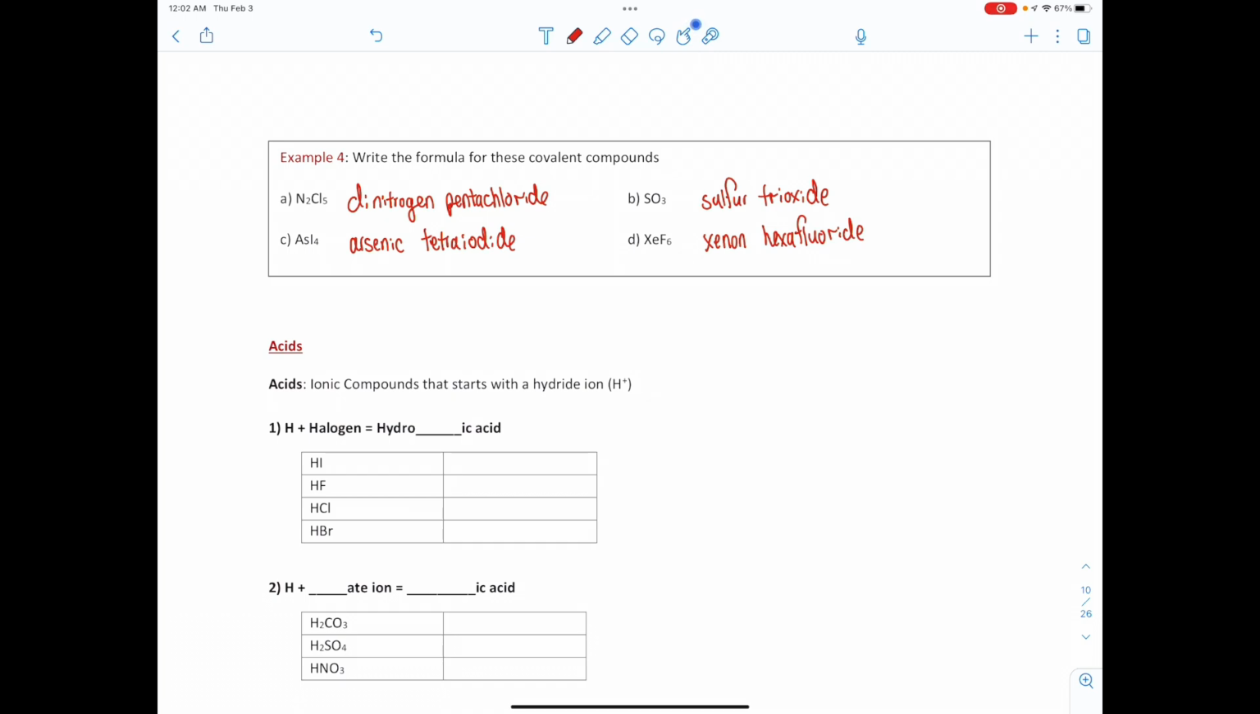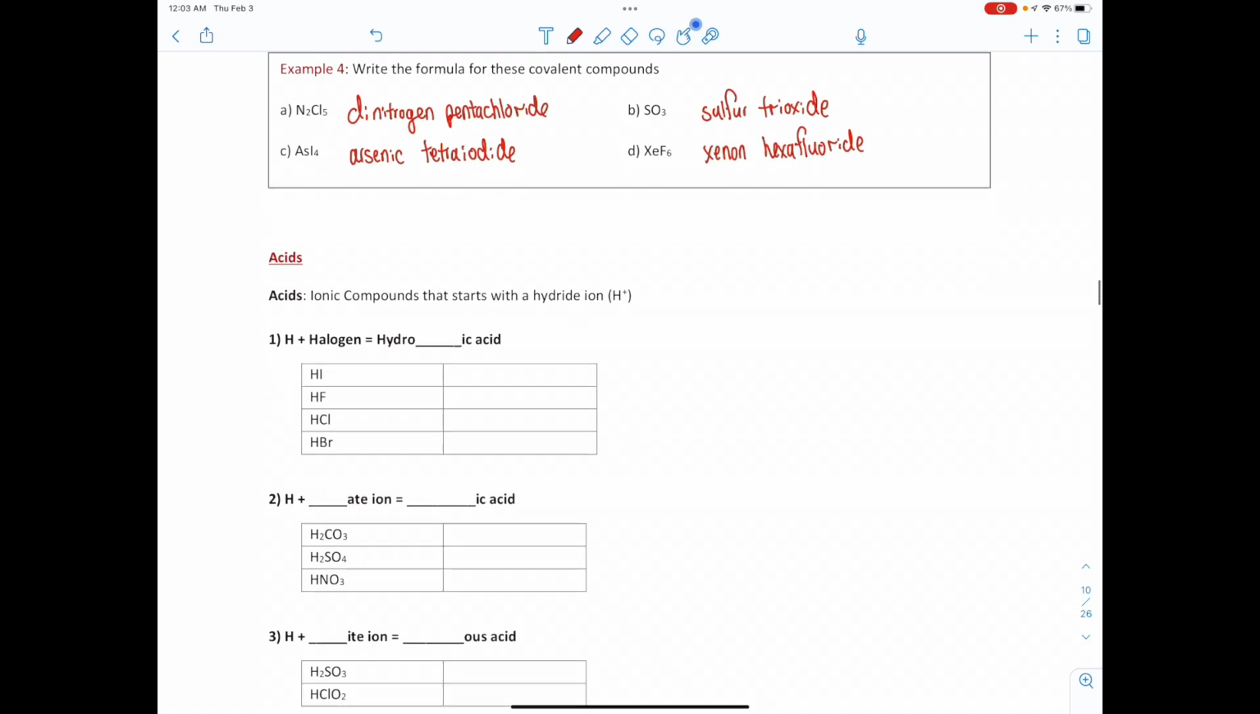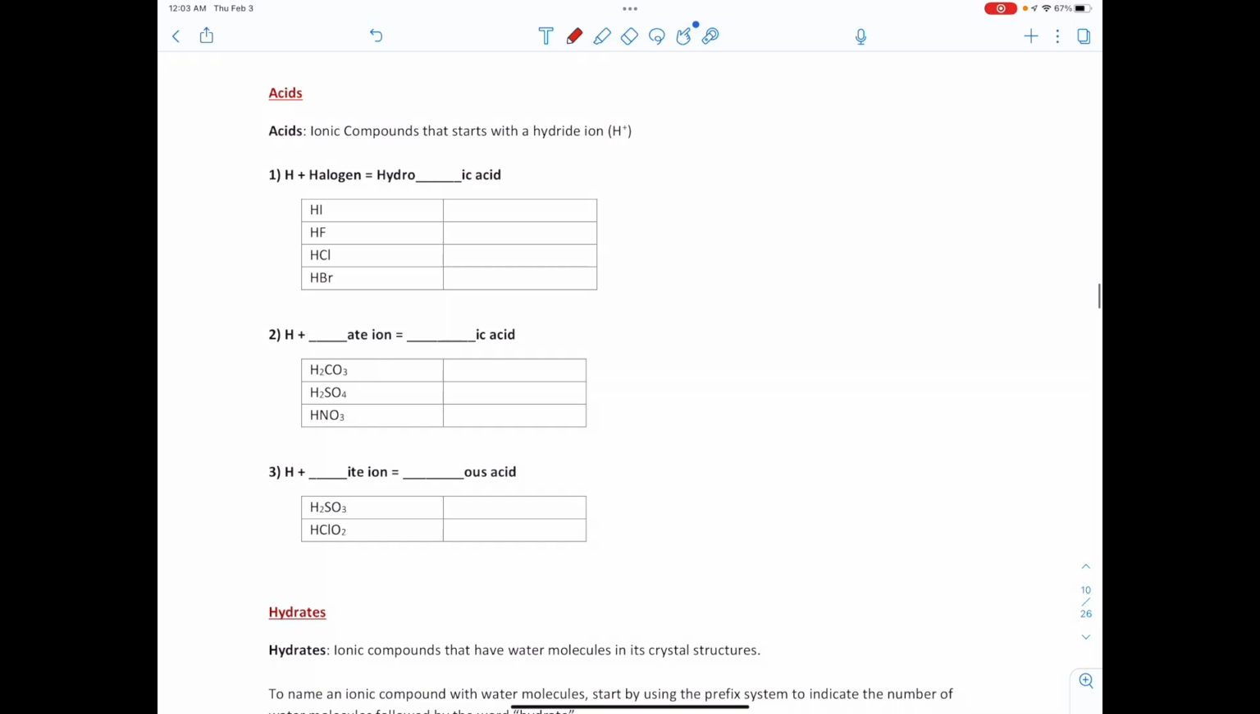Okay, and that's naming covalent compounds. The next type of naming that we're going to do is naming acids. Acids are a type of ionic compound that starts with the hydrogen ion H+. So a lot of ionic compounds that start with H, like HI, HCl, sulfuric acid, H2SO4, are what we call acids. Once again, acids are ionic compounds that start with H+.